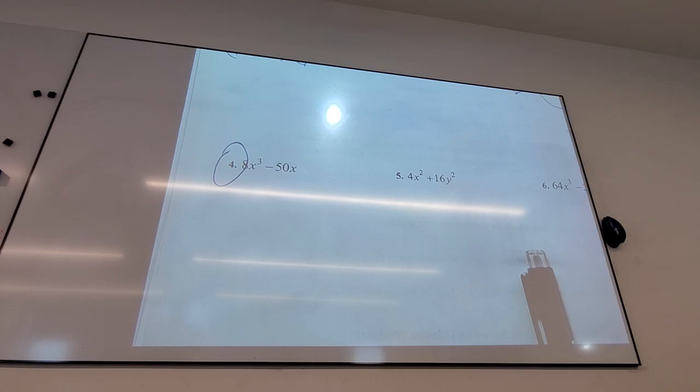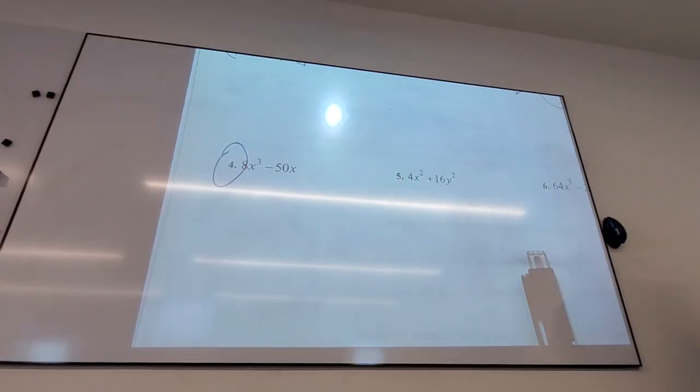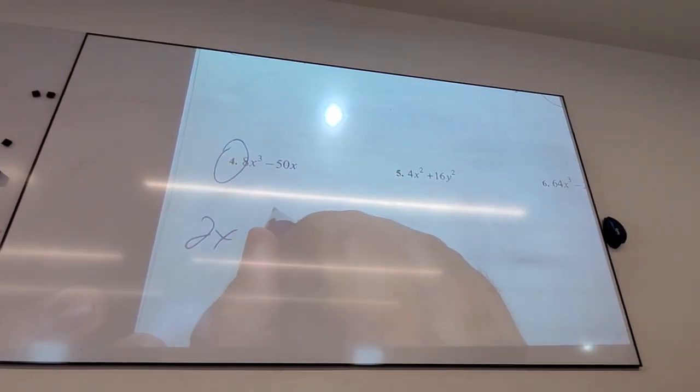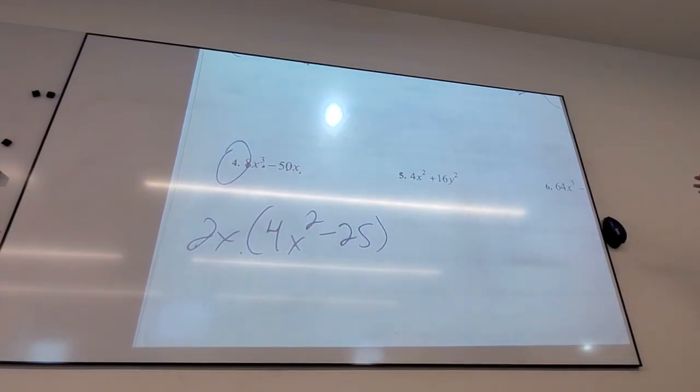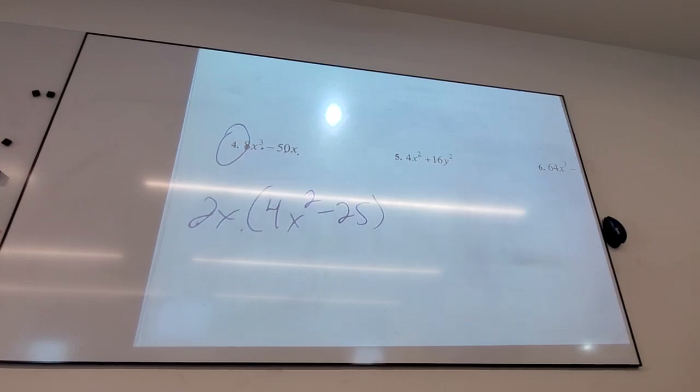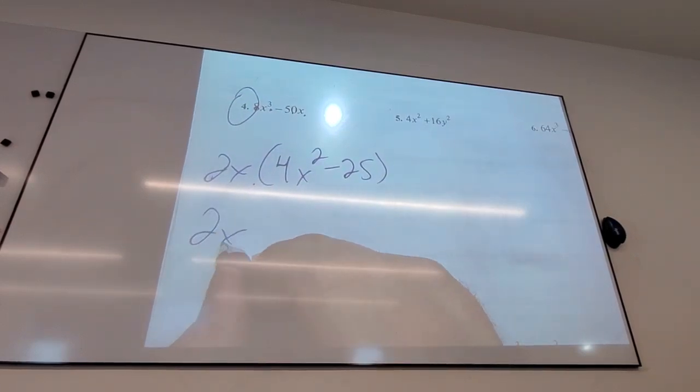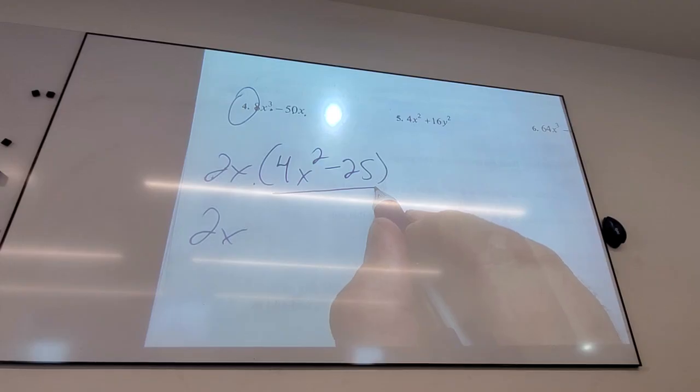So what do you always try first? And this is why I haven't really been doing this correctly, because I should first rule out GCF. So what comes out of both? 2x. What do you get when you take that out? 4x squared minus 25. 8 divided by 2 is 4, and the 3 x's take 1 away, so it's squared. 50 divided by 2 is 25. I had 1 x and I took it out. Am I done? No. What can I do with this?